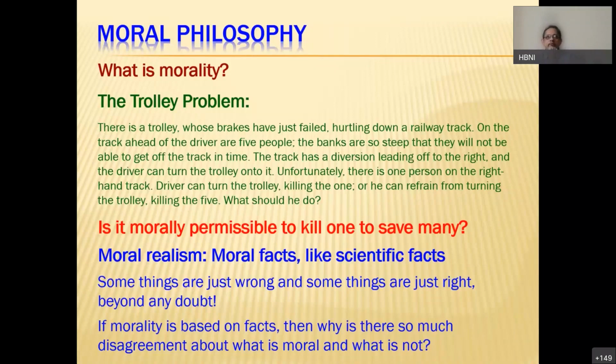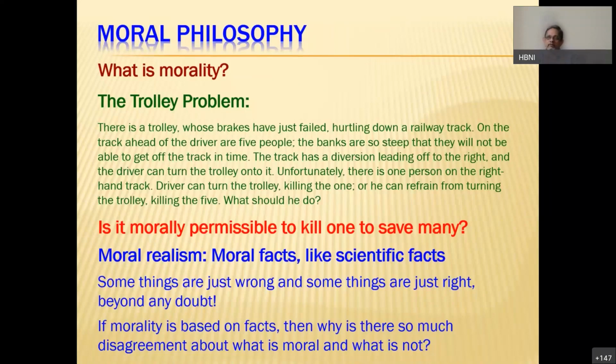So there are 5 people on the track ahead. But then the driver finds that there is another track, a diversion to the right, which he can take by flicking a switch in the track. But on the other track, we have one person who is doing some work. Now, what should the driver do? Should he turn the trolley onto the track on the right, thereby killing the one person there?